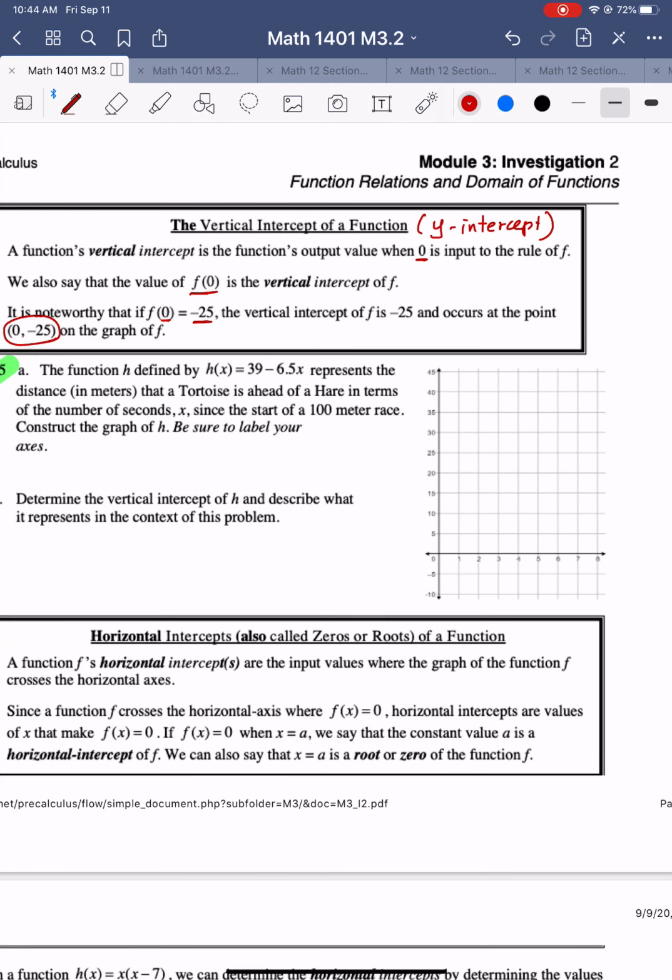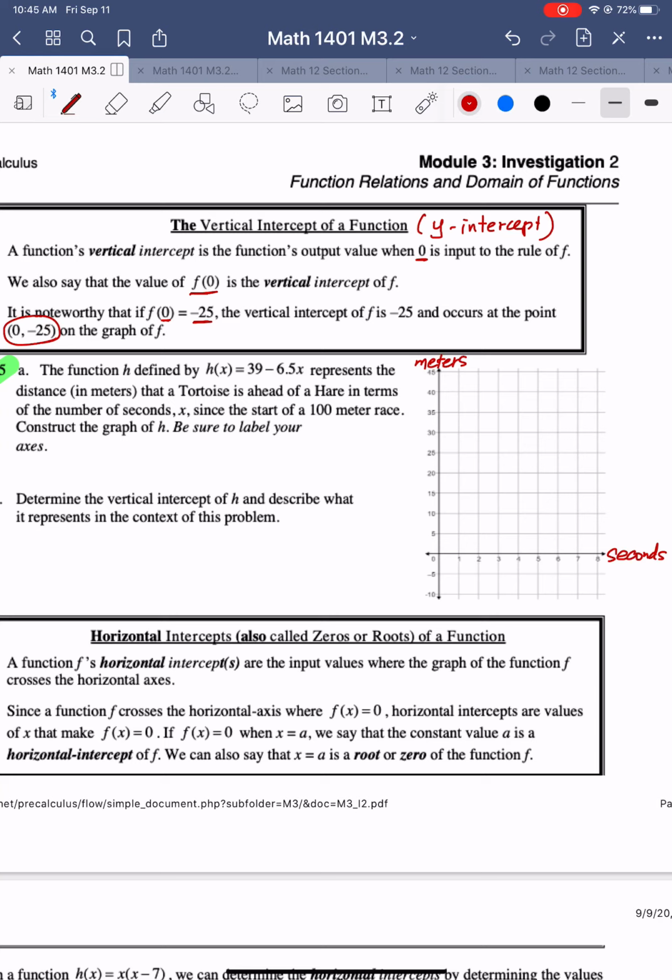x is the number of seconds, so this is the time, seconds. And then this is the meters. Okay, so 1 second, 2 seconds, 3 seconds on the horizontal axis, and then 5 meters, 10 meters, and 15 meters. So to construct the graph, I want to start with 0 seconds first.